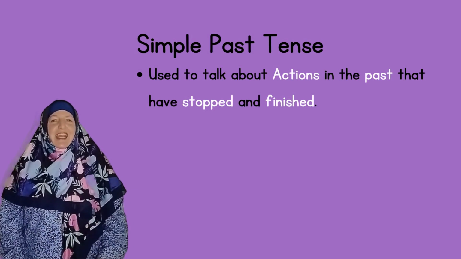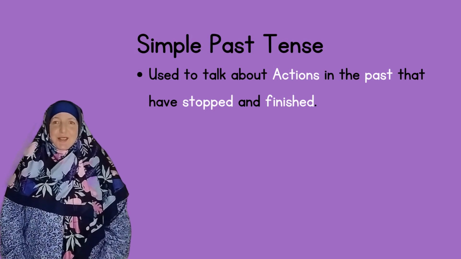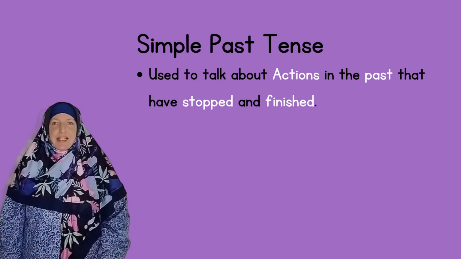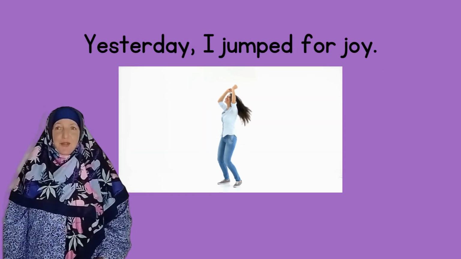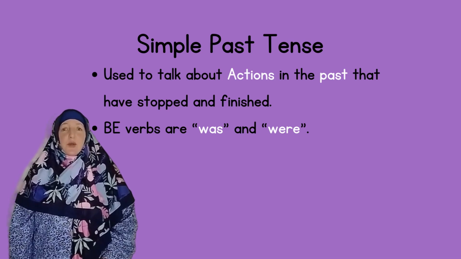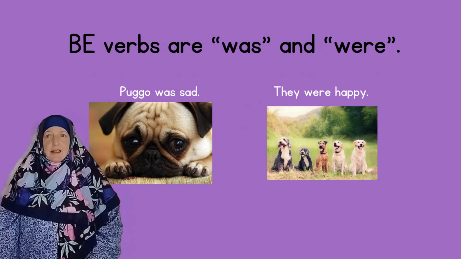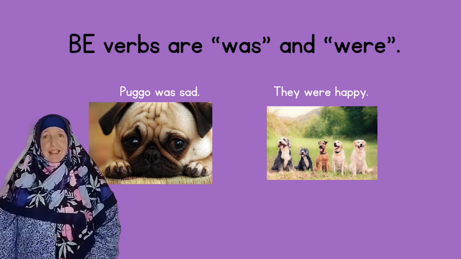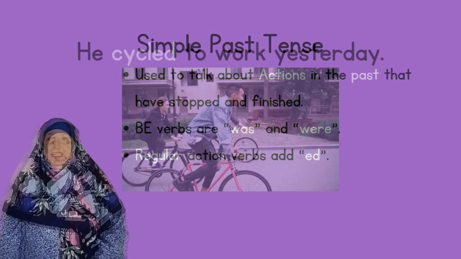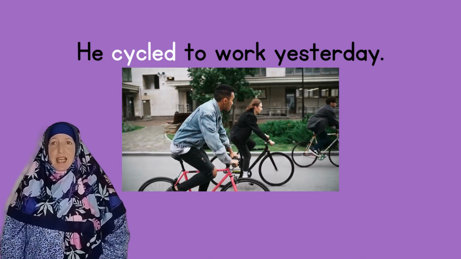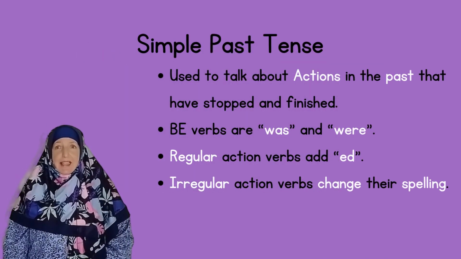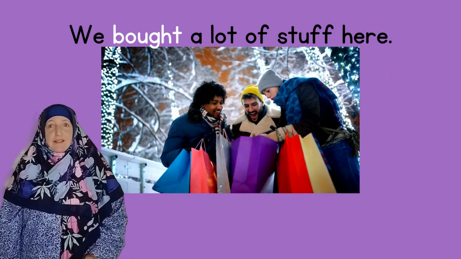You've learned a lot today. Simple past tense is used to talk about actions in the past that have stopped and finished. Yesterday, I jumped for joy. The simple past tense be verbs are was and were. Puggo was sad. They were happy. Regular action verbs add ed. He cycled to work yesterday. Irregular action verbs change their spelling. We bought a lot of stuff here.